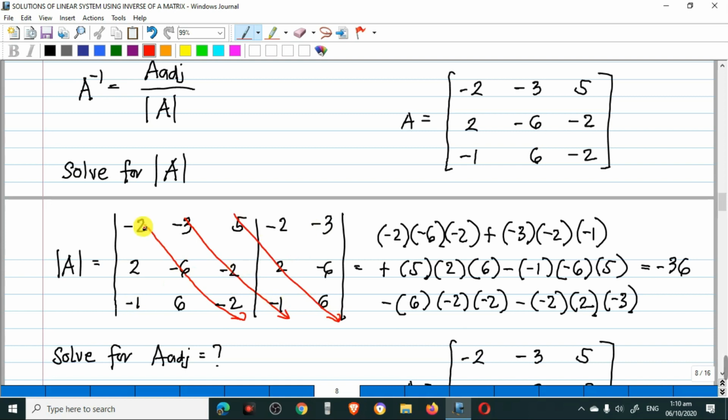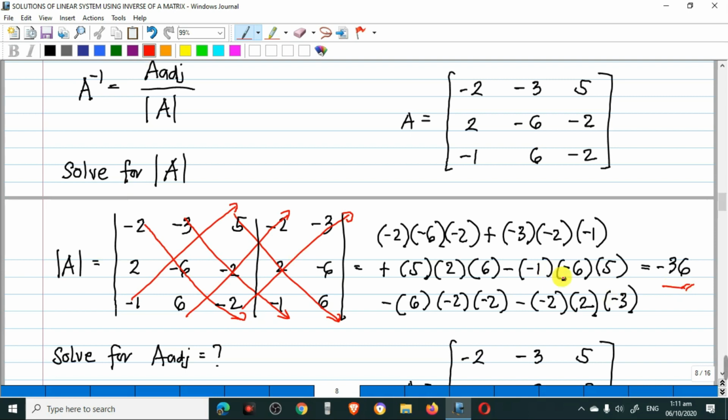Ito na yun, -2, -6, and -2. Ito na yung result niya. Okay, multiply. Then plus. -2, -3, multiply by -1, by -2 I mean, and multiply by -1. This is the result. So, lahat ng yan, andito na. So, ibawas mo naman ng lahat na nandito. Okay? Sorry. Subtracted by this, and by this. Yan. So, our determinant of the matrix A is equal to -36.